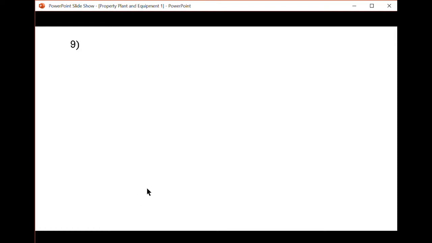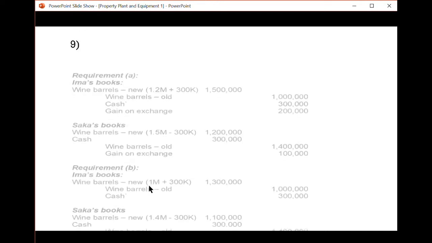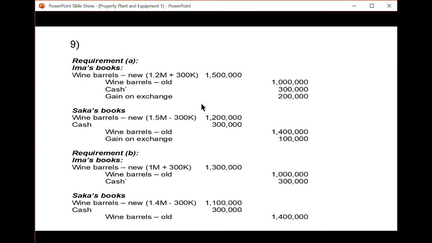So, you can't write it all down because there's a lot. What if it has commercial substance? So, remember, fair value of the asset given up plus or minus any cash payments or cash received. On the part of Ima, the fair value of the asset given up is 1,200,000 and Ima paid Saka cash, so when you pay cash you add, so 1,500,000. And you credit the carrying amount of the old wine barrel, 1,000,000, and then he paid cash of 300, and the difference, the balancing figure, is 200,000 gain on exchange.